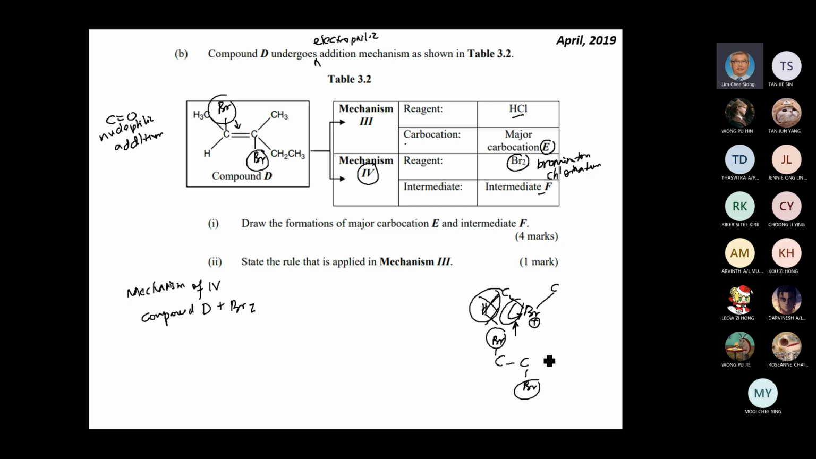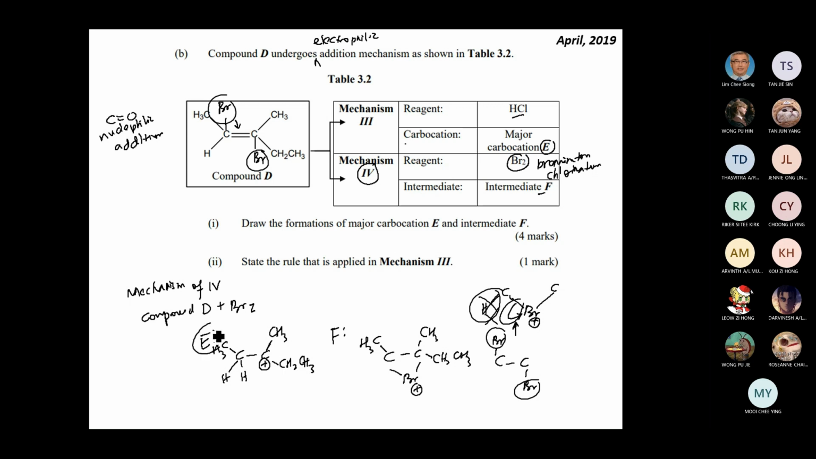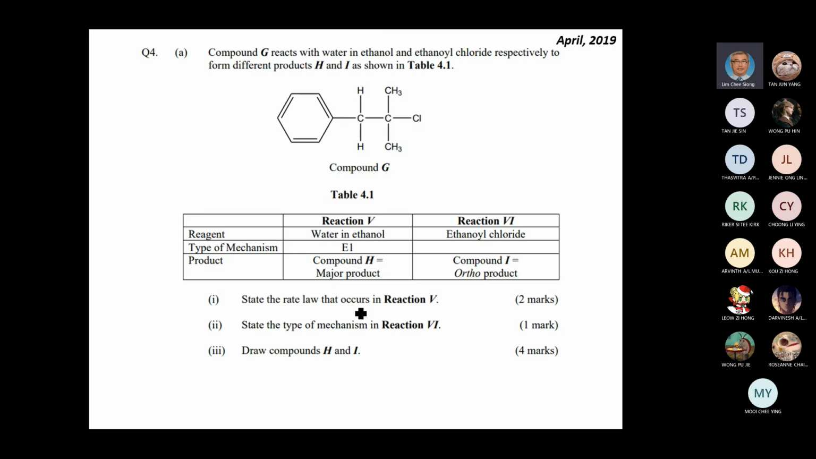Okay, can we proceed? So, draw the formation of the major carbocation E and intermediate F. The E answer and the F answer, I did show to you before. Once again, I show you the answer correctly. So the CH3, triangle, Br positive. This is the intermediate for F. For E, they were connected to the H, and the carbon lacking electrons becomes positively charged. Okay, done. So this is the E, this is the F. Print screen, thank you.